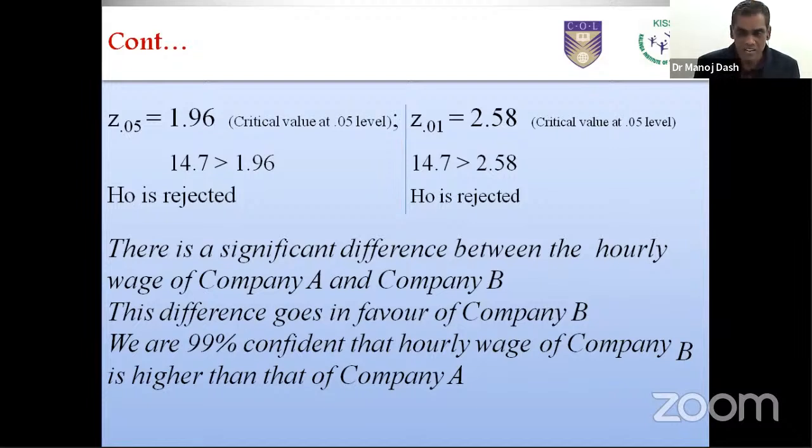As it is a two-tailed test, in this case both have the two-tailed test, so the critical value is directly obtained, that is 1.96 for the 0.05 level, 2.58 for the 0.01 level. And this is the analysis and interpretation we have made on the basis of the question that was asked.